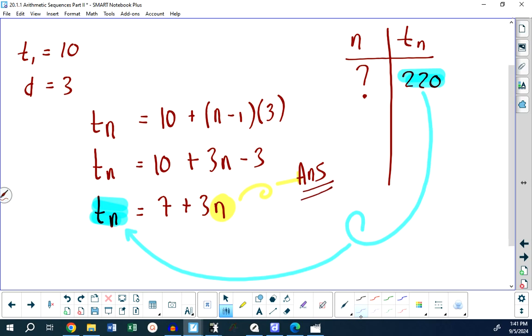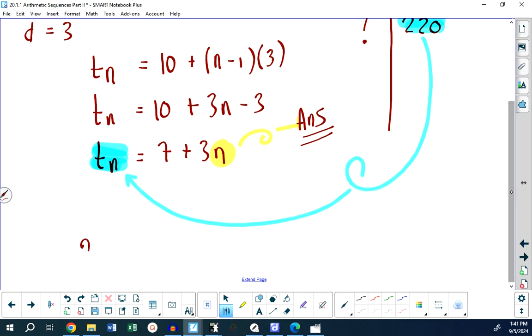Right? Instead of putting in 40 and finding out what the 40th term is, we're putting in for Tn a term and finding out what term number it is. We're just working backwards. It's not a difficult algebraic problem. We get 220 equals 7 plus 3n, a two-step linear equation to solve, a grade 7 equation. Subtract 7 from both sides, and divide both sides by 3. And I think, but I want you to do the work, I think you get 71.